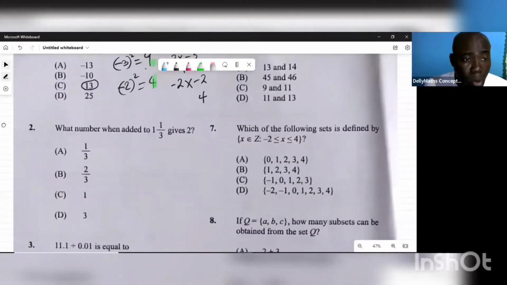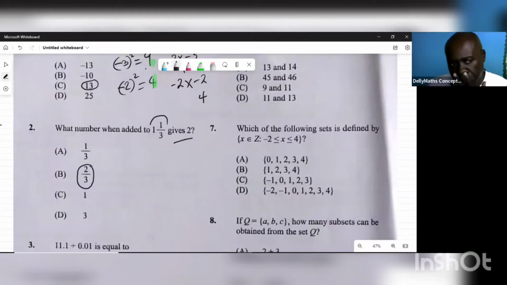All right, let's look at this. What number, when added to 1 1/3, gives 2? You think about that mentally and you're like, what do I add to 1 1/3 to give me 2? Everybody would agree that it's just adding 2/3, right?